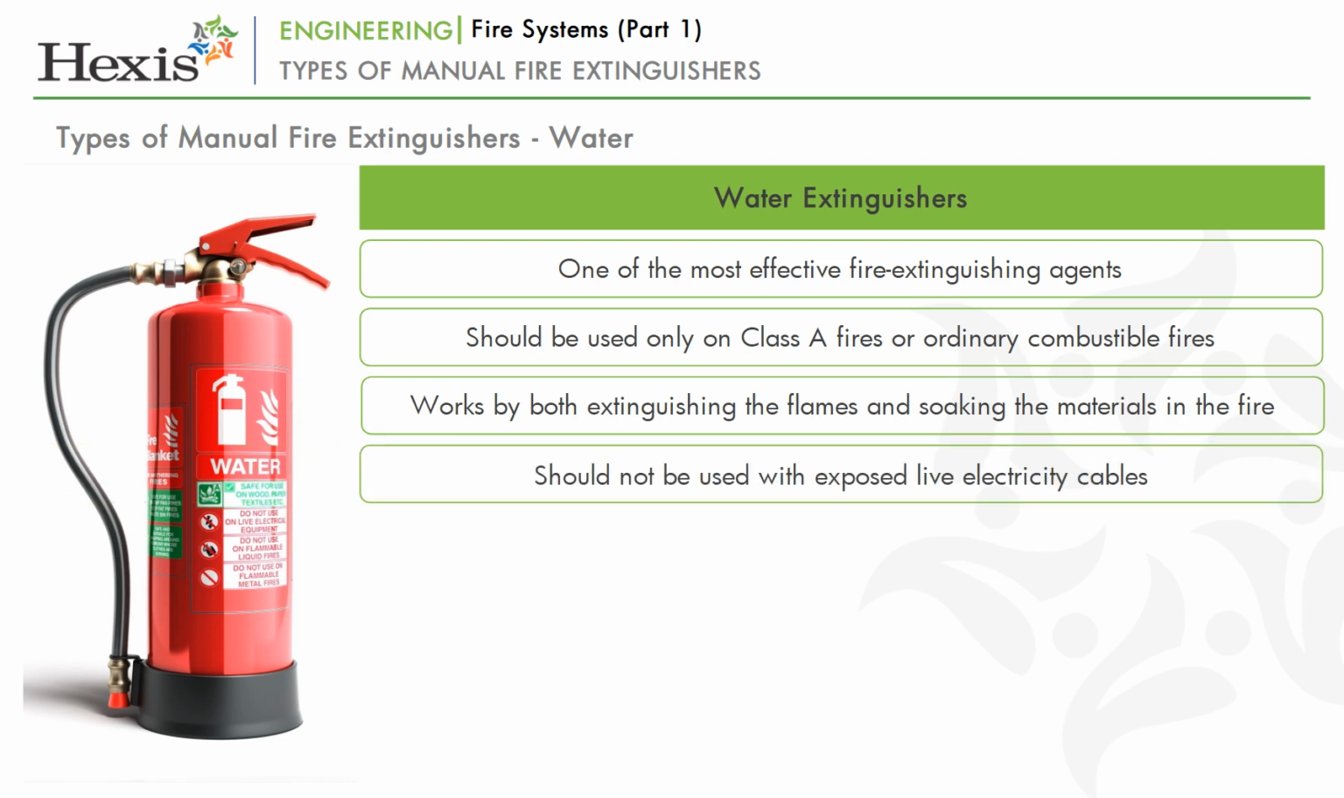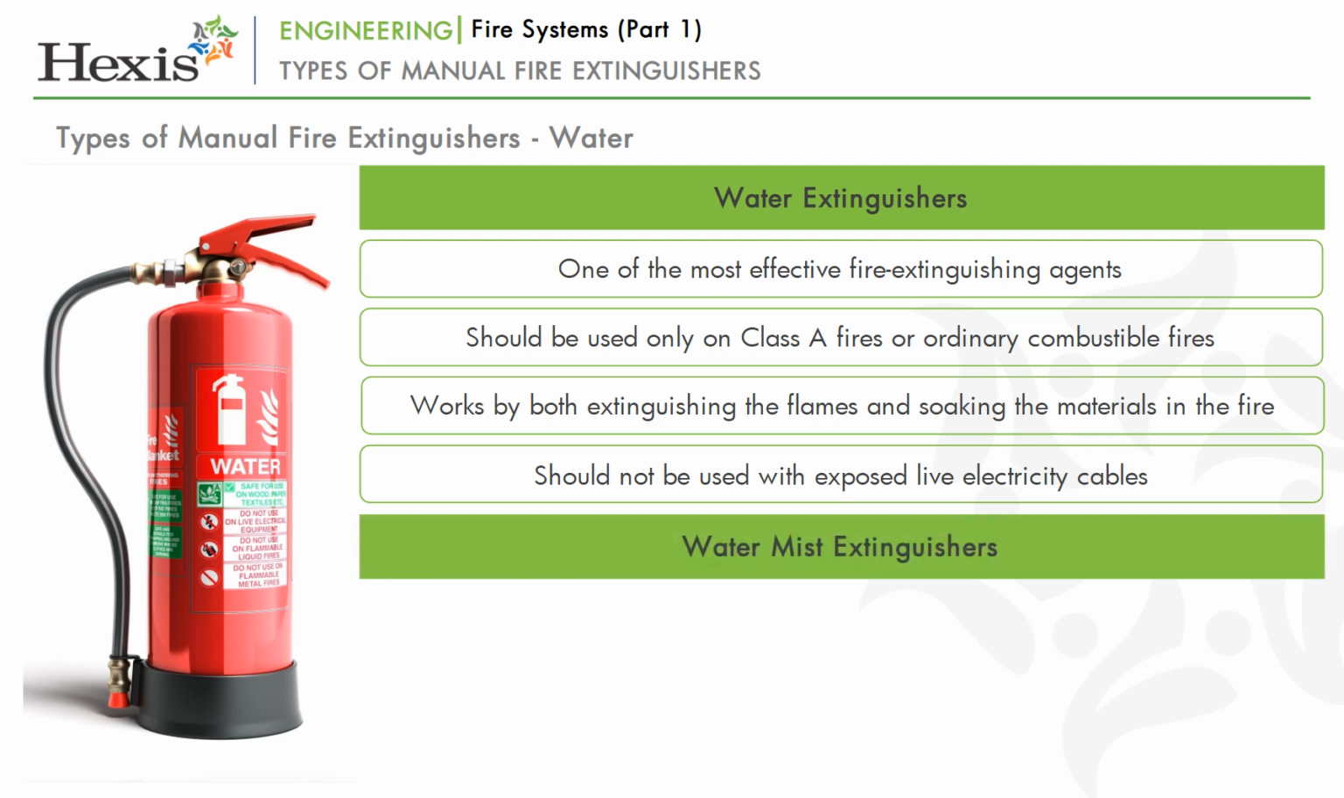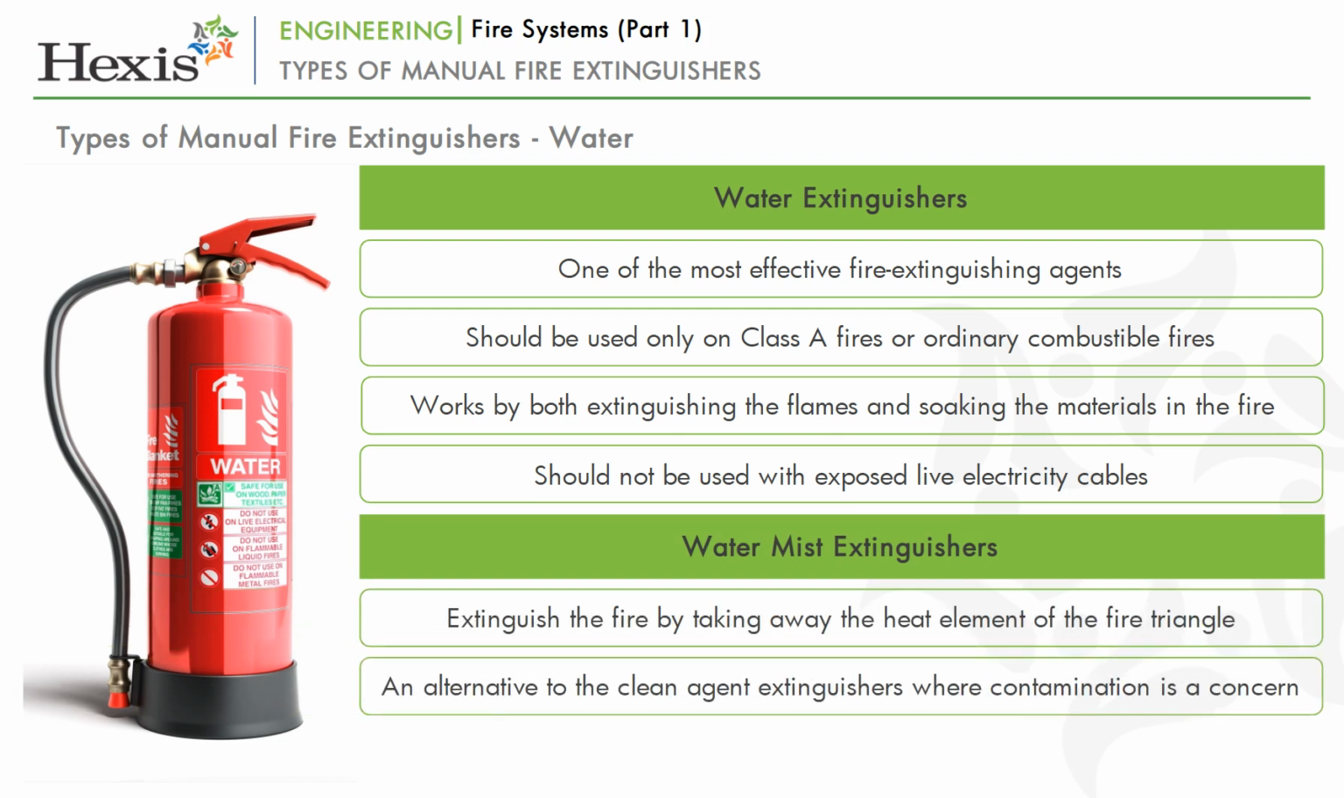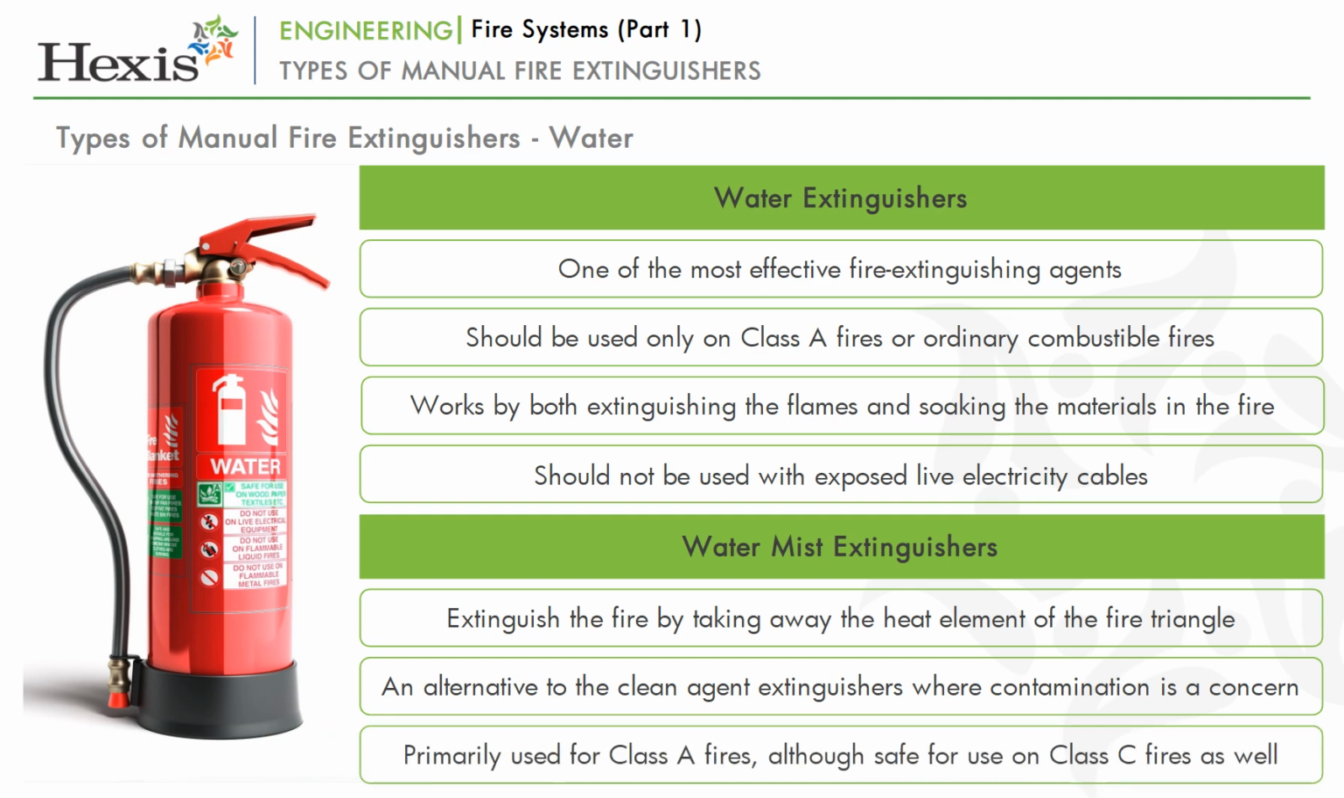Water conducts electricity, so water fire extinguishers should never be used in a situation where there are exposed live electricity cables or a danger of wiring becoming exposed during a fire. Water mist extinguishers are a recent development that extinguish the fire by taking away the heat element of the fire triangle. They are an alternative to the clean agent extinguishers where contamination is a concern. Water mist extinguishers are primarily for Class A fires, although they are safe for use on Class C fires as well.